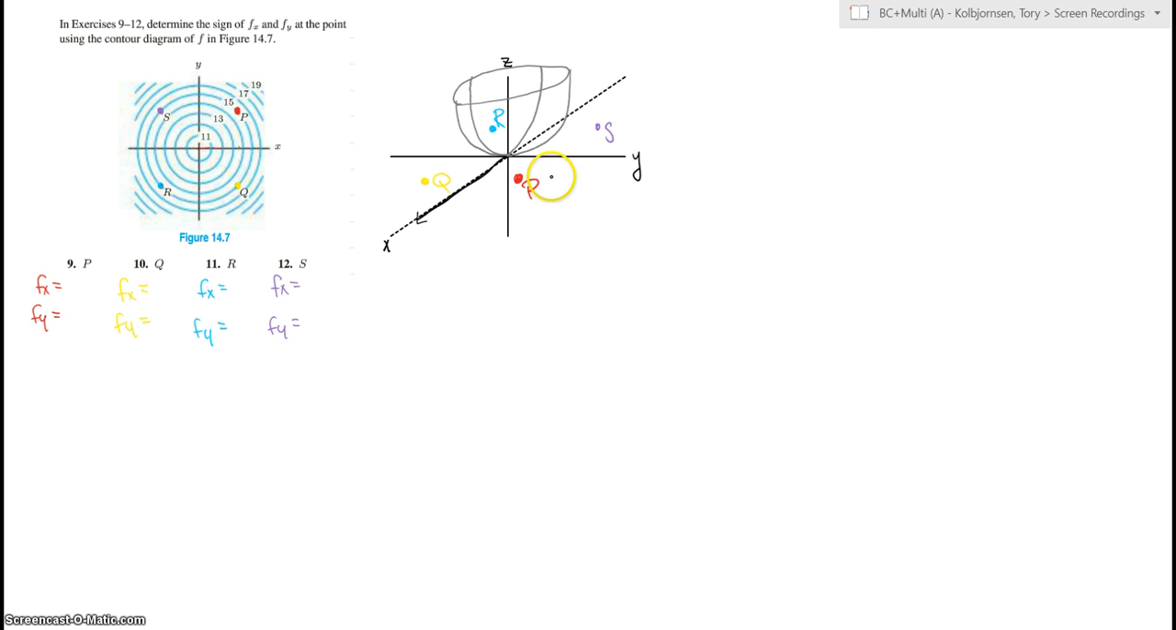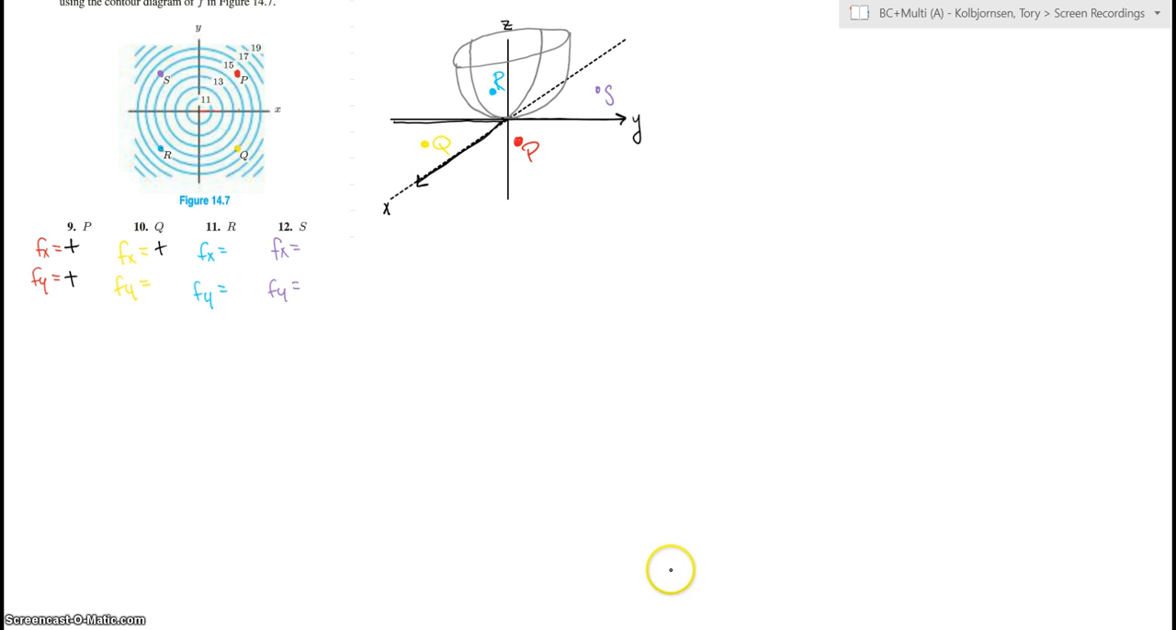For point P in the positive x and y quadrant, we can see that as x increases in the positive direction, z also increases, so fx for point P is positive, and also as y increases, z also increases, so fy is also positive. Now for point Q, we see that still as x increases, z is increasing, which means fx is positive. However, z is increasing as y is decreasing in this case, so fy is negative.